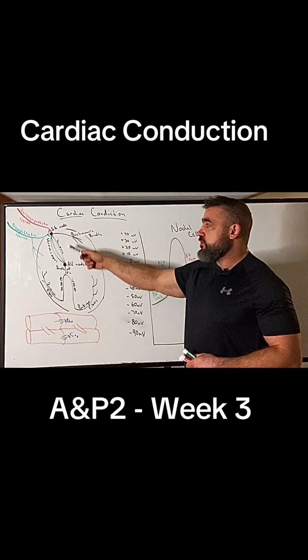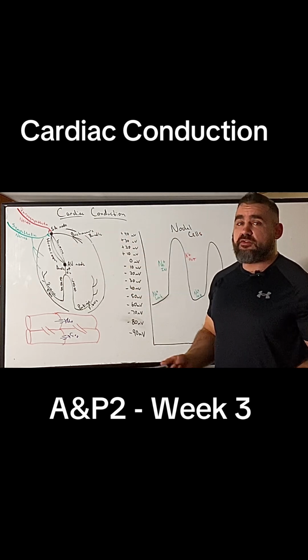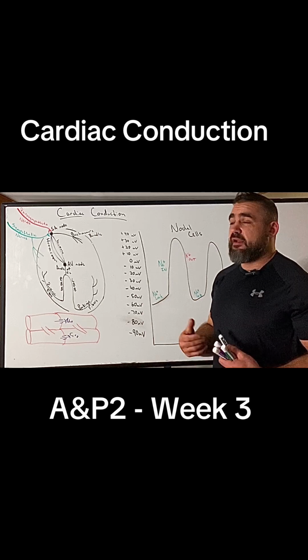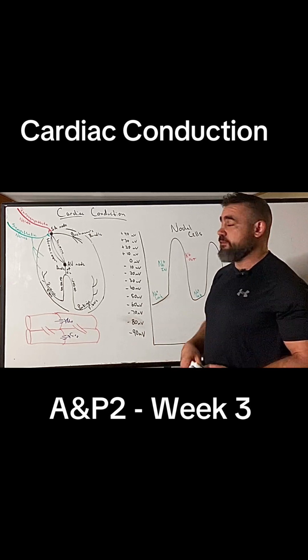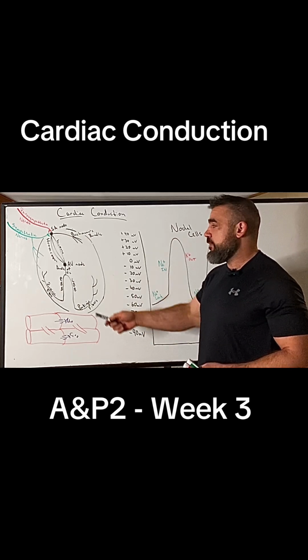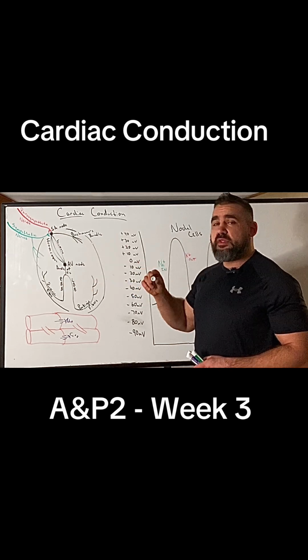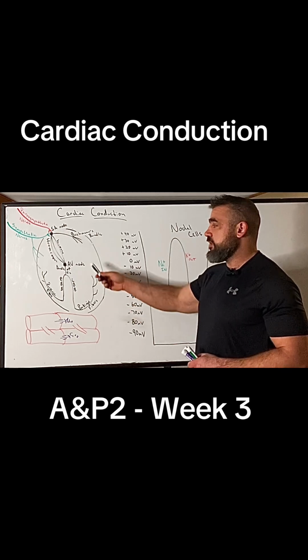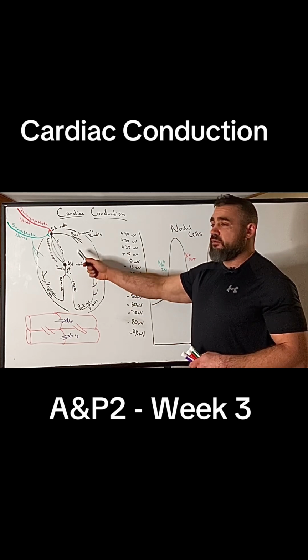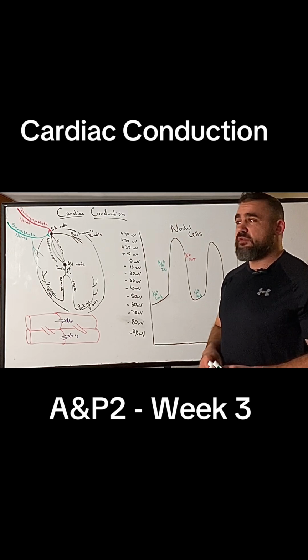There are these connections between the SA node and the AV node. So the SA node is the sinoatrial node, right? It's in the atrium and produces a sinus rhythm, a steady beat of about 100 beats a minute or something like that. And the AV node, the atrioventricular node, is between the atria and the ventricles, right in the middle of the heart. And then there's going to be a delay there of 0.12 to 0.2 seconds.